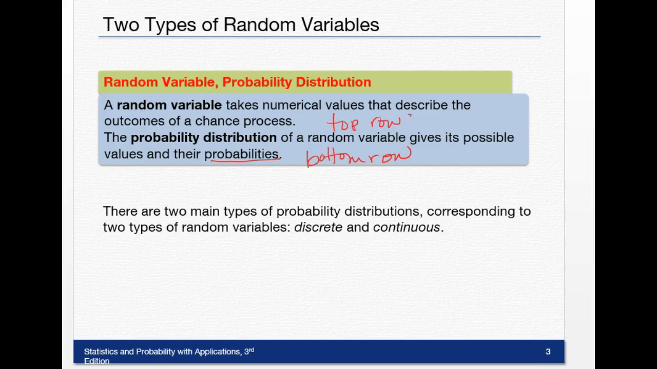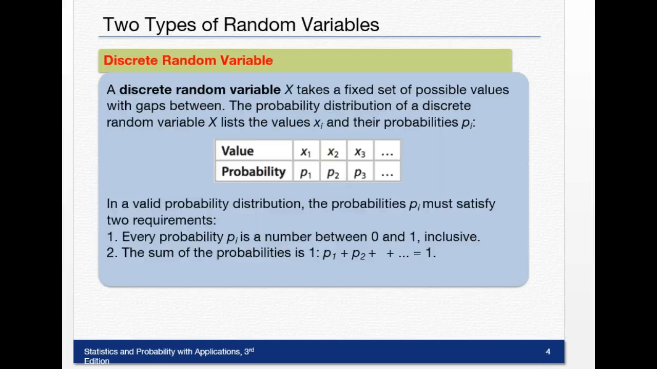There are 2 types of probability distributions corresponding to 2 types of random variables. One is a discrete random variable and one is a continuous random variable. So a discrete random variable takes a fixed set of values with gaps between them. The probability distribution of a discrete random variable lists the values x and their probabilities. Okay, so don't let these little subscripts and stuff weird you out. This is just saying the value of 0 heads, 1 head, 2 heads, 3 heads, and then the probabilities that go with them.